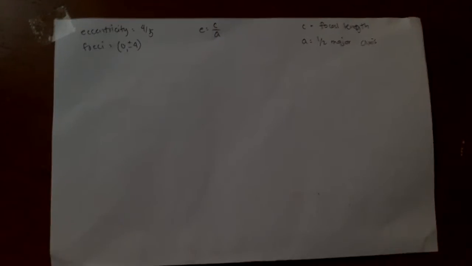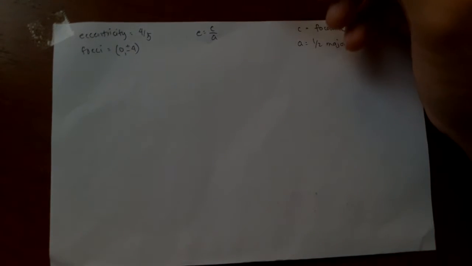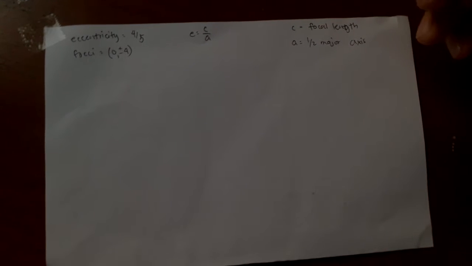So our next problem is find the equation of the ellipse with the given eccentricity and foci. The eccentricity given is 4 over 5 and the foci is 0, positive, negative 4. So E is equals to C over A, where E is eccentricity, C is the focal length, and A is the half major axis. So we have to substitute the given to this equation to find for the A, because we're looking for the equation of the ellipse.